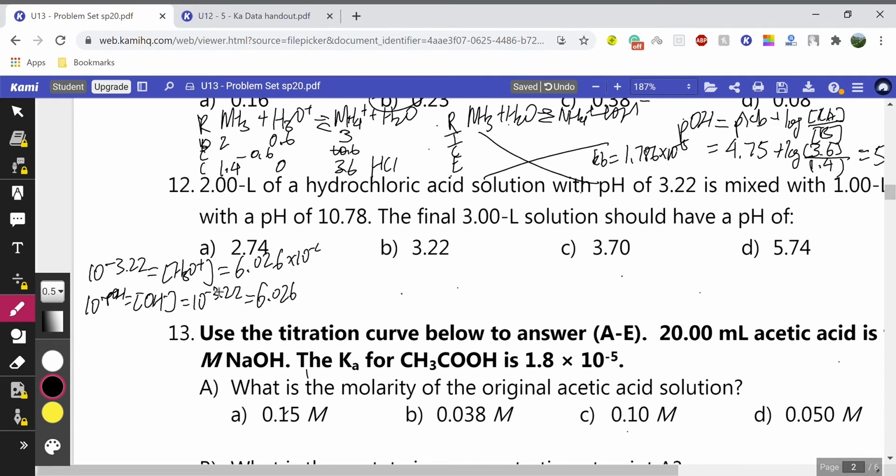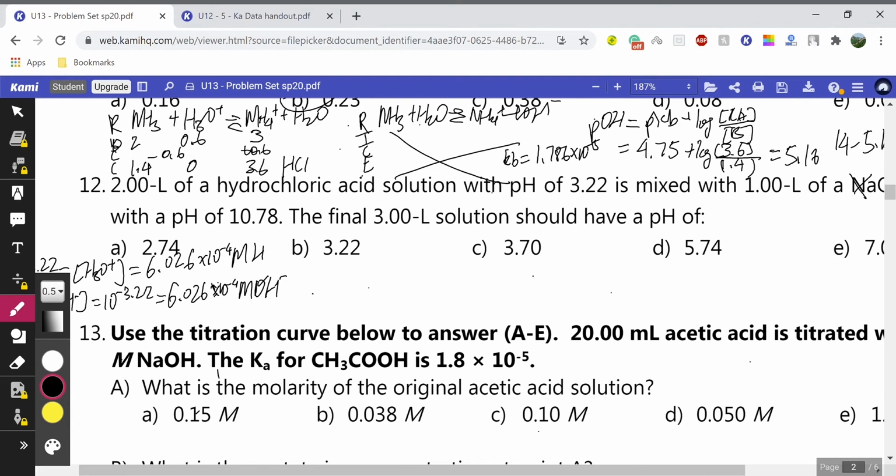Oops, times 10 to the negative fourth. I forgot about that. Times 10 to the negative fourth. And this is a molar of HCl, and this is a molar of NaOH. I'm going to keep it OH minus over here and keep this as H3O plus. Now if we set up a RICE chart, we'll have 2 H3O plus because we have 2 liters, plus OH minus, forming 2 H2O.